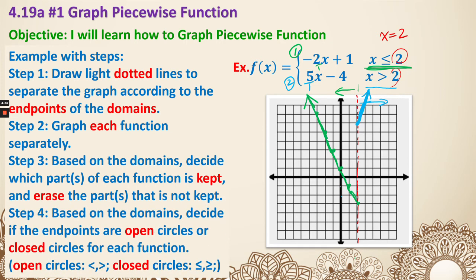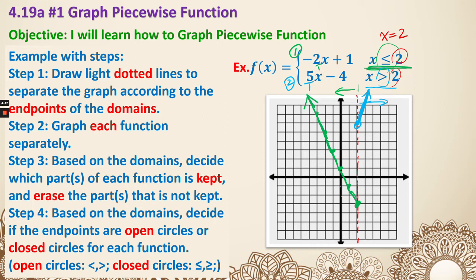Last step, based on the domain, decide if the endpoints are open circles or closed circles for each function. Open circle when it's a greater than or less than sign. Closed circle is when it's less than or equal to or greater than or equal to. So if you look at the green one, this is less than or equal to. It does have an equal sign, so it means this point right here is going to be a closed circle. But for the other one, x is greater than 2, so it shouldn't include the point at 2. So this is going to be an open circle right there at 2. I drew it a bit big, but just for you to see clearly, at 2 there is an open circle.